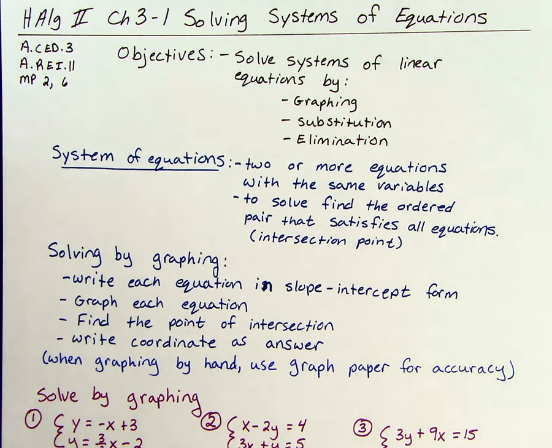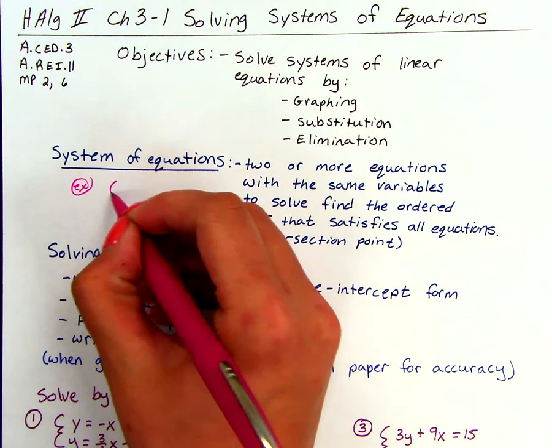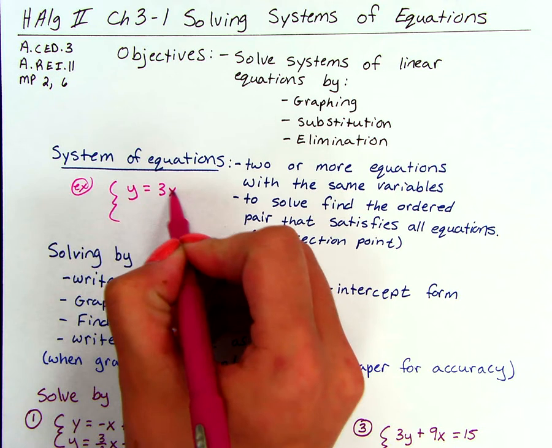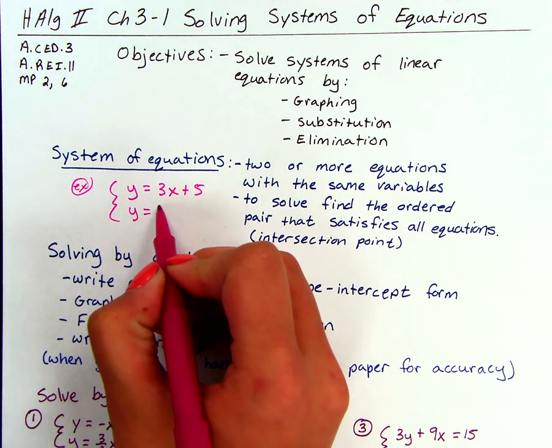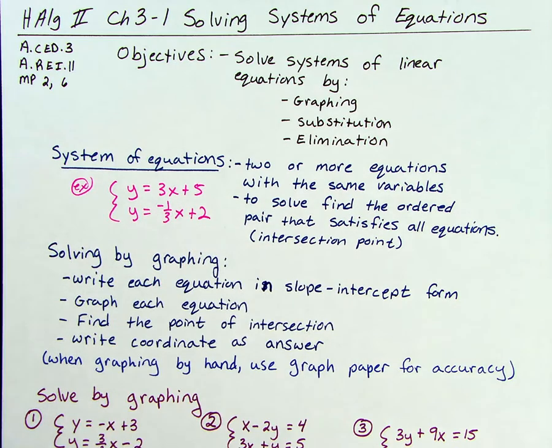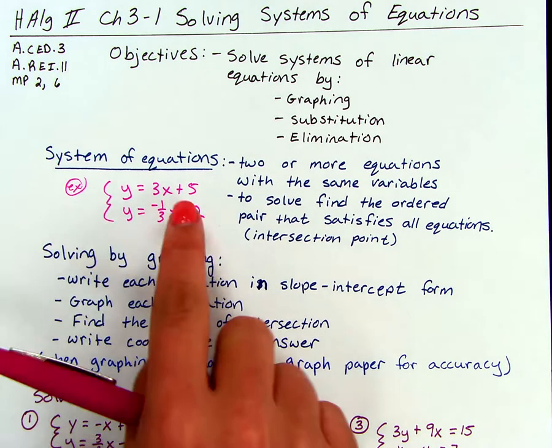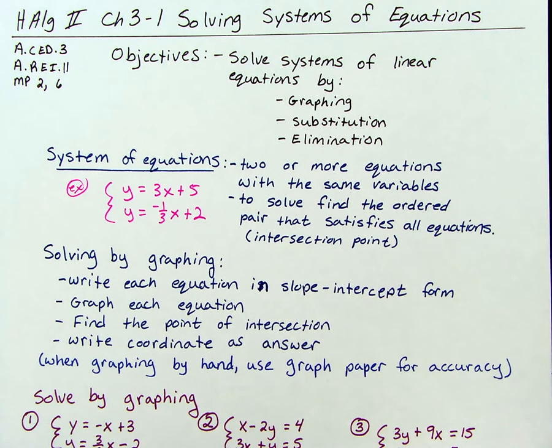So an example could be something like y equals 3x plus 5 and y equals negative 1/3 x plus 2. So we need at least two equations, but we could have as many as we want. So they just need to have the same variables. And the form that the equations are in doesn't matter.